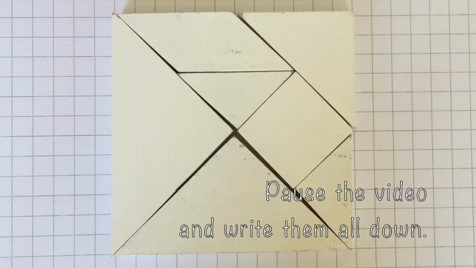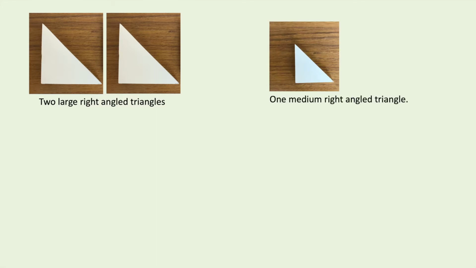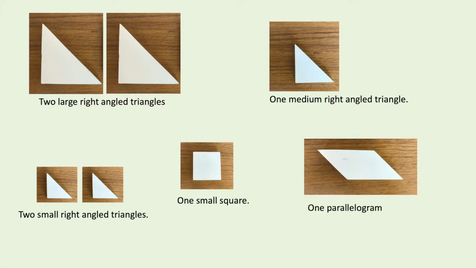Here's a close-up of the tangram. Pause the video and write down a description of all the shapes. So there are 2 large right-angled triangles, 1 medium right-angled triangle, 2 small right-angled triangles, 1 square, and a parallelogram.